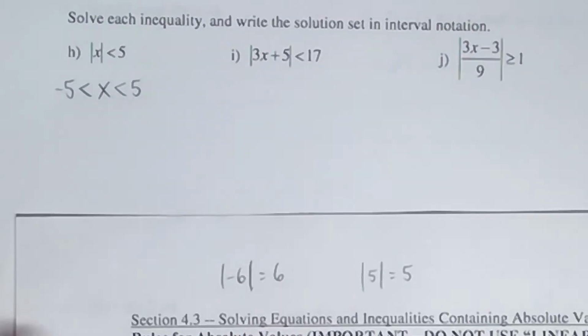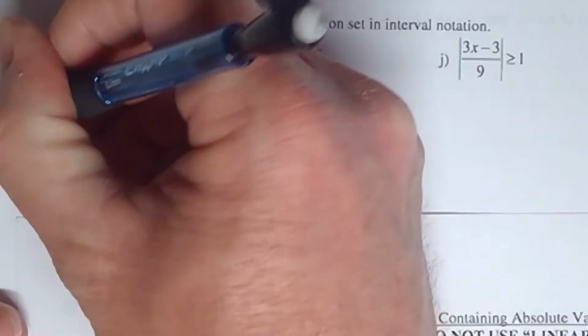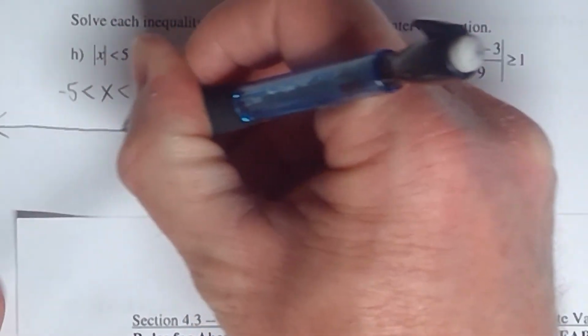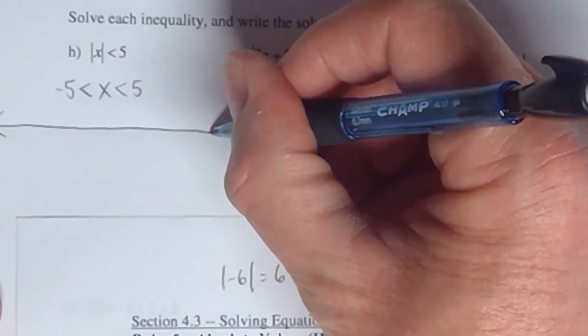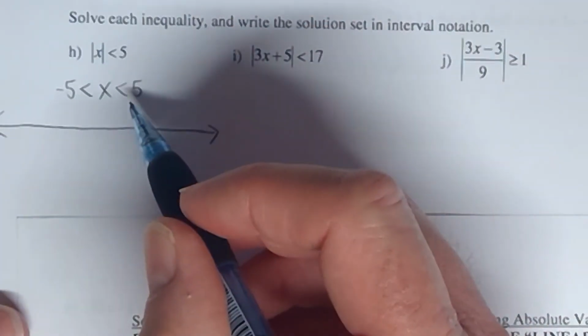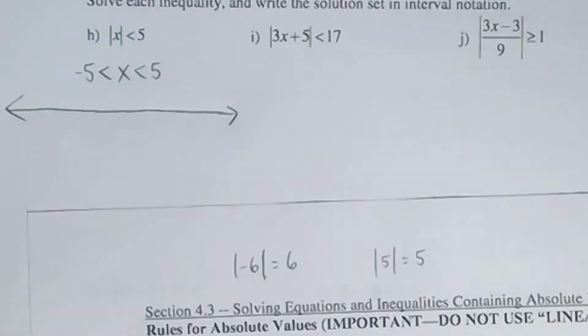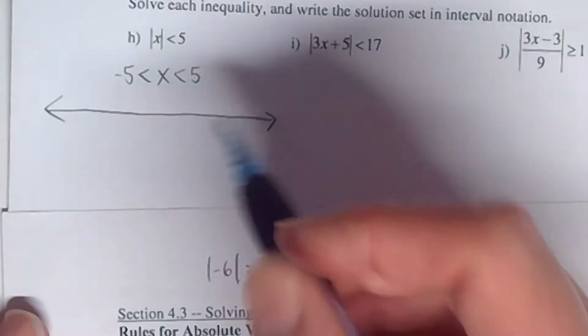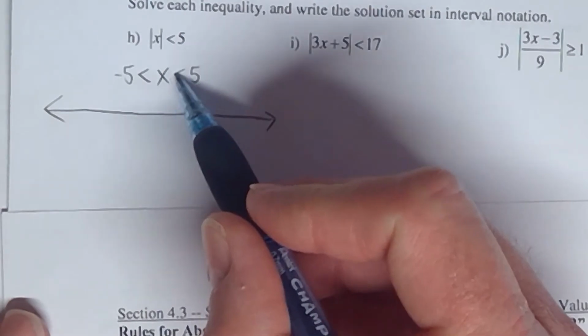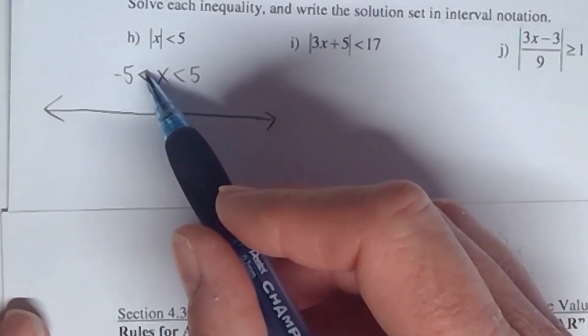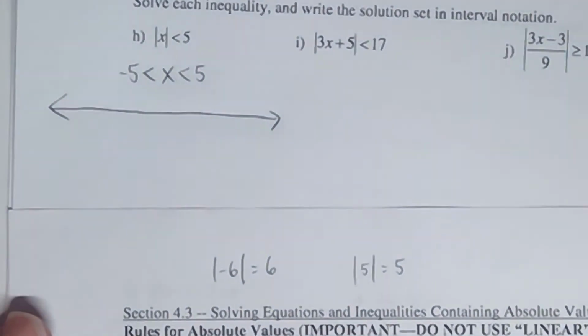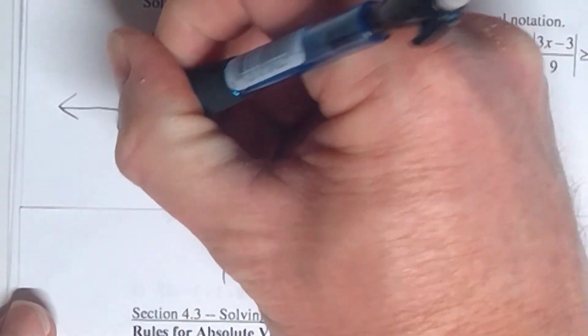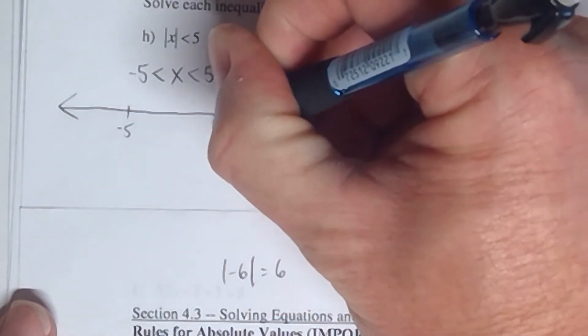And so when that happens, what it's basically saying is that in order to be a solution, whatever number you plug in for x has to be less than 5 and greater than negative 5 at the same time. So what I'm going to do is put those two numbers down here, okay?